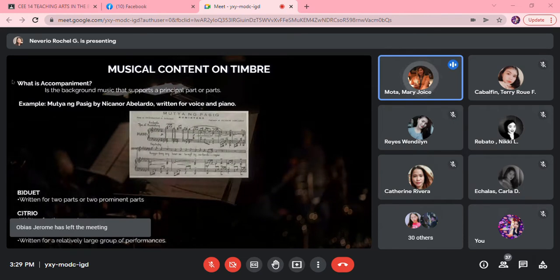So, yan. Ito, Mutya ng Pasig by Nicanor Abelardo, written for voice and piano. Yung mga music notes dyan, hindi lang siya for voice. Kapag plinay mo yan, it is also for piano. So, nababasa ng mga pianist yan.